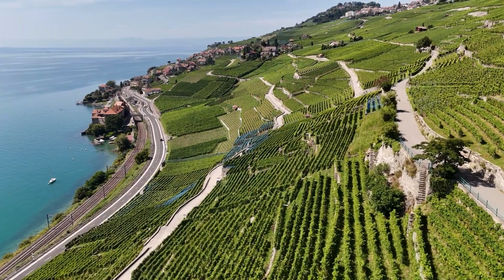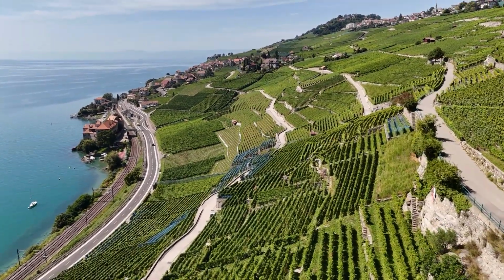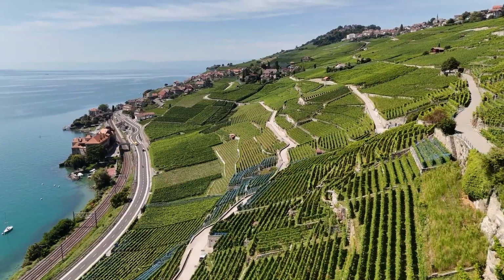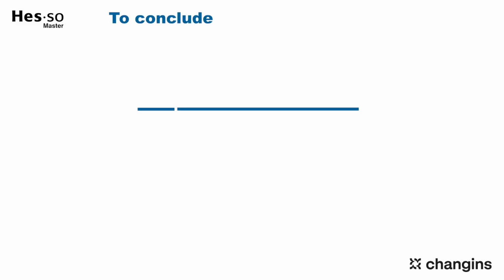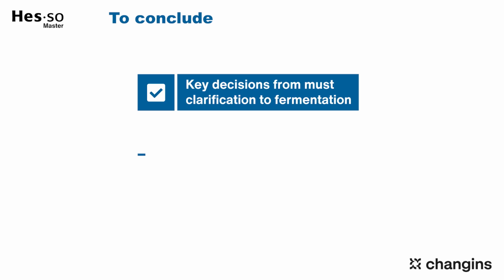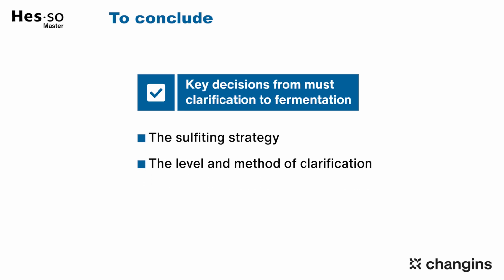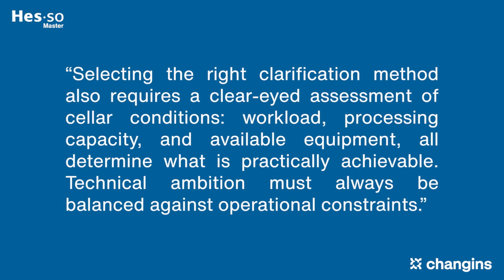To conclude this video, let's consolidate the key decisions a winemaker must integrate when moving from must clarification to fermentation. 3 levers work in concert: the sulfiting strategy, the level and method of clarification, and the choice of yeast strain. Selecting the right clarification method also requires a clear-eyed assessment of cellar conditions. Workload, processing capacity, and available equipment all determine what is practically achievable. Technical ambition must always be balanced against operational constraints.